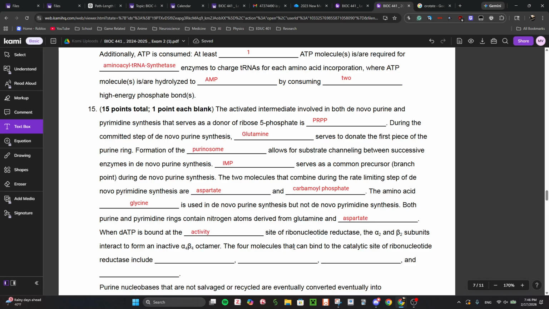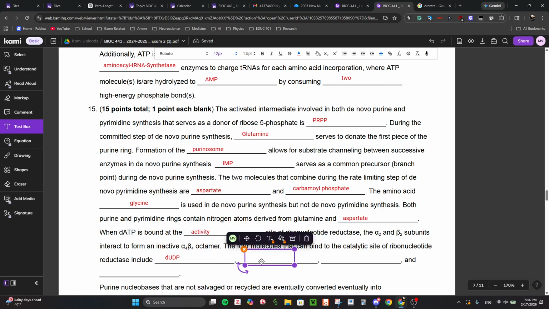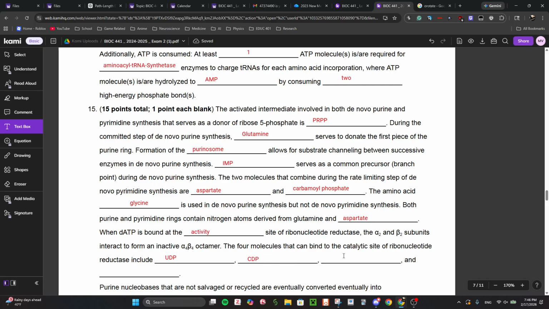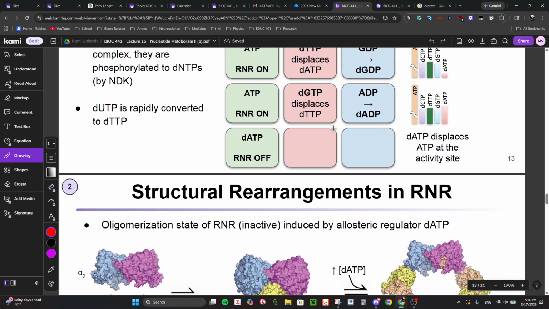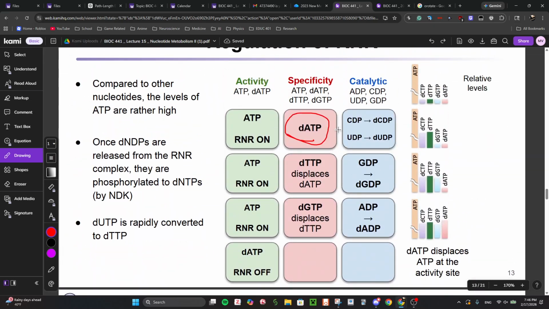The four molecules that can bind to the catalytic site. Catalytic site, not the specificity site. I was being dumb. I put the specificity site stuff. Catalytic site, okay? It's going to be UDP, CDP, GDP, and what's the last one? ADP? Yep, there you go. CDP, UDP, GDP, ADP. That's what you need to put there.